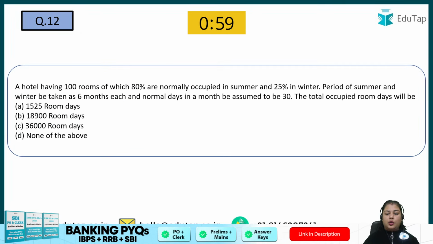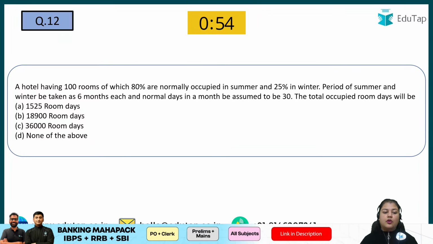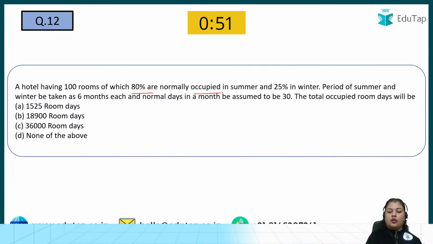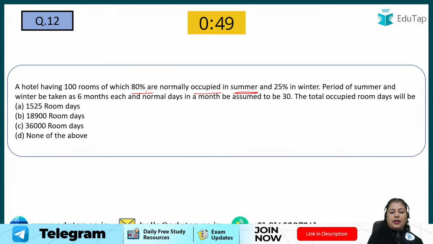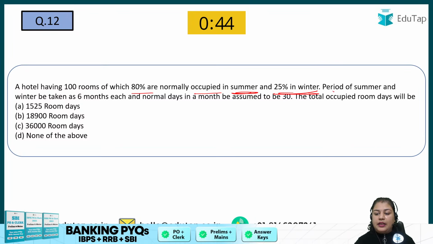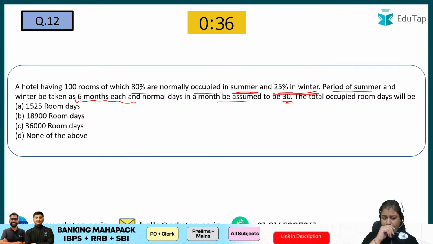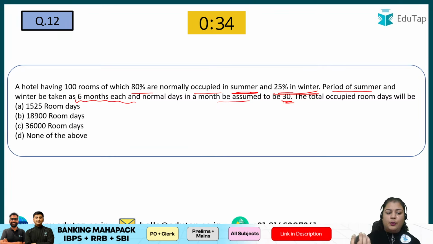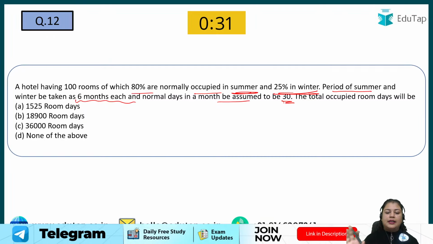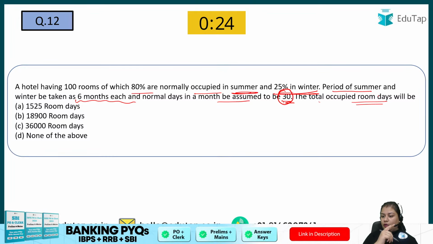Moving ahead, question number 12, again a numerical based question. A hotel having 100 rooms of which 80% are normally occupied in summer and 25% in winter, and the period of summer and winter to be taken as 6 months each, and the normal days in a month to be assumed as 30. Okay, so we don't have to assume that some months have 28 or 31 days, no, we don't take that. When it is written here, we have to assume it to be 30 days. The total occupied room days will be how much? So how will you calculate?